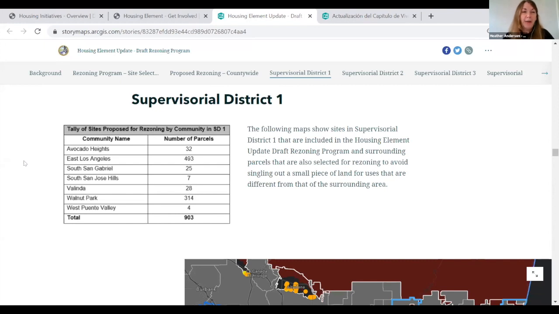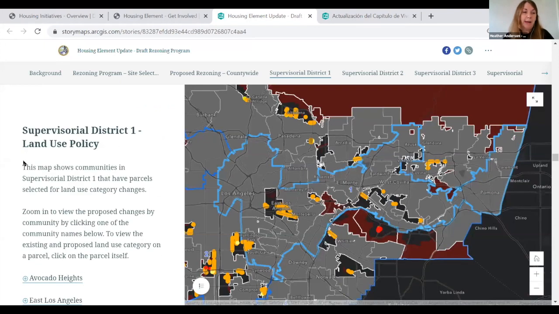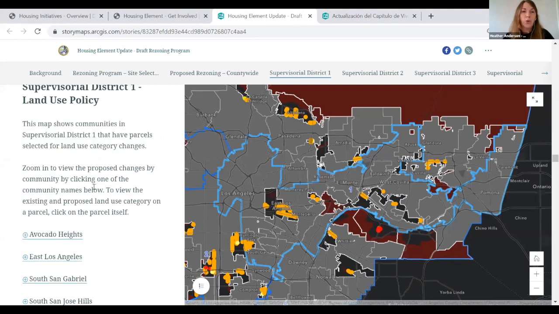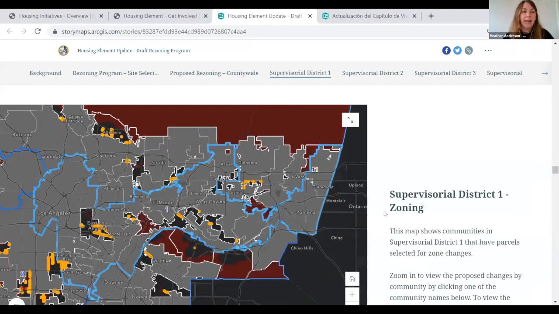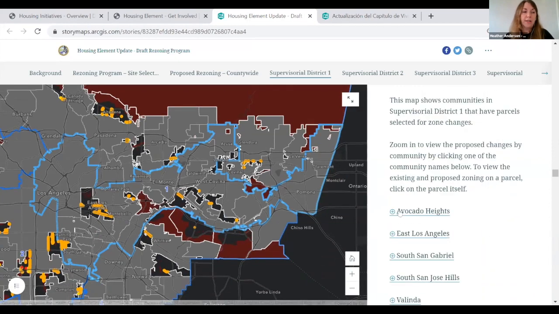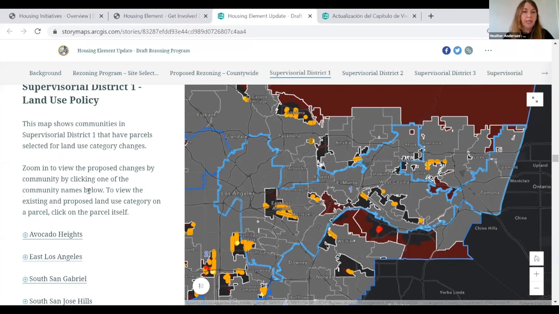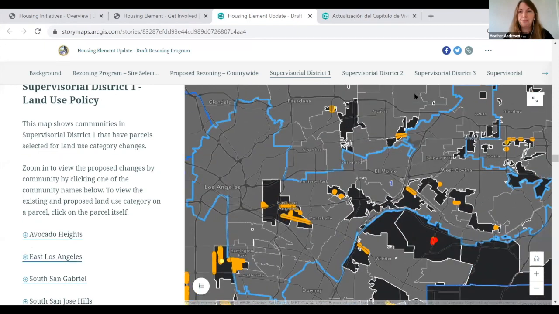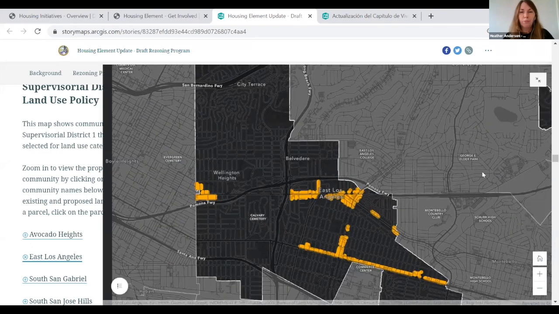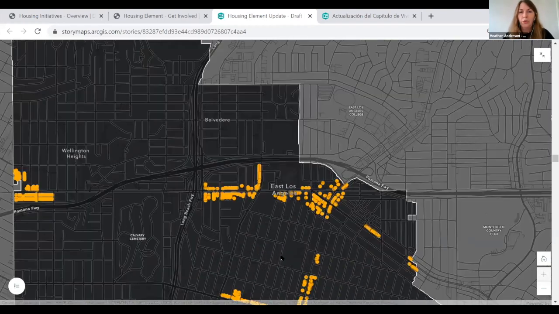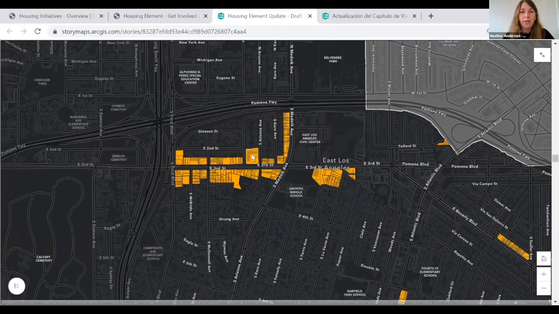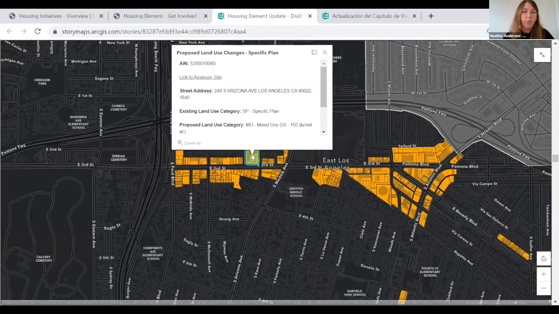We also have two maps. There's a land use map showing land use category changes and a zoning map showing the zoning changes. So now I'm going to zoom in on East LA. You can zoom in here and click on a parcel to see the APN, address, and existing and proposed land use or zoning.